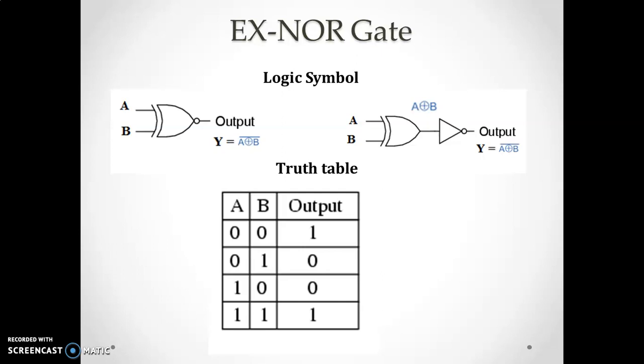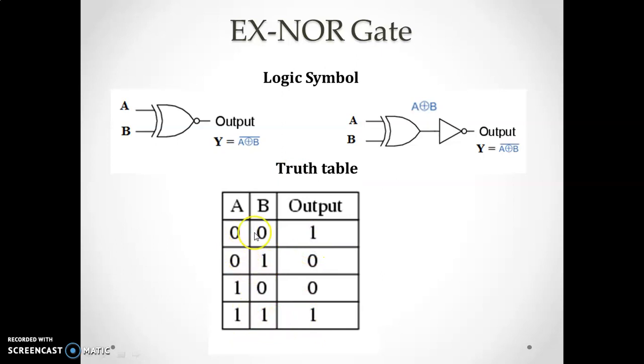And the output is low when the inputs assume different logic states or have an odd number of ones. This is the logic symbol for a two input XNOR gate. The two inputs A and B are applied, and the output will be A XNOR B. The truth table for an XNOR gate is shown here in the figure.